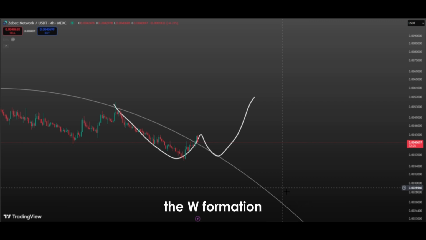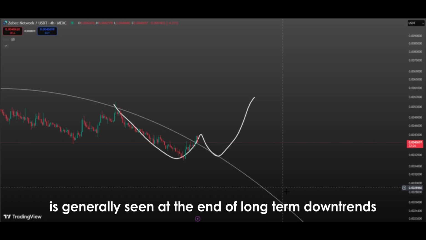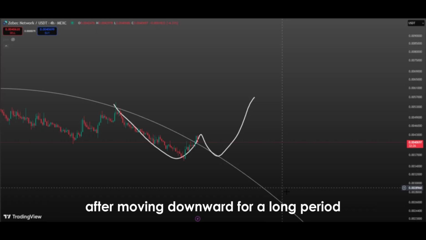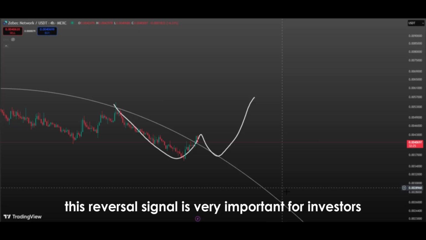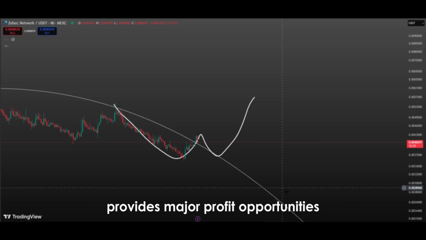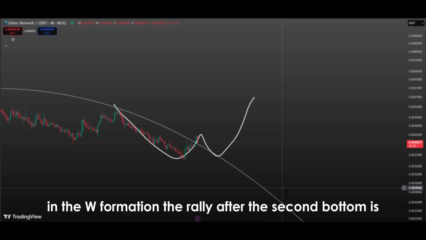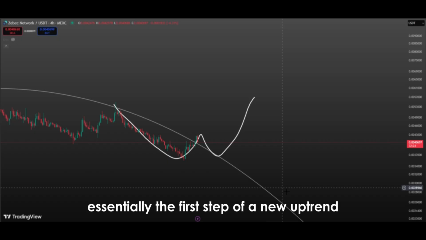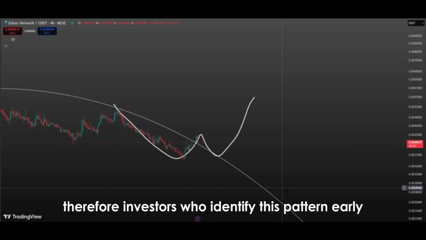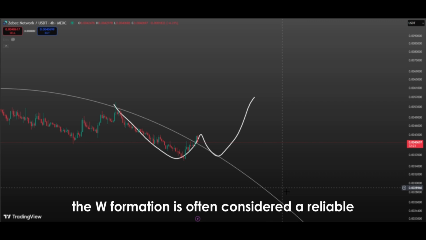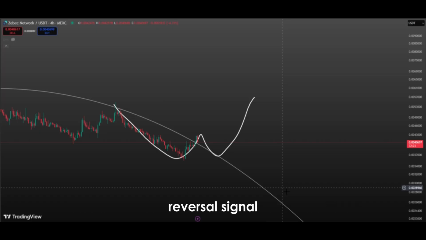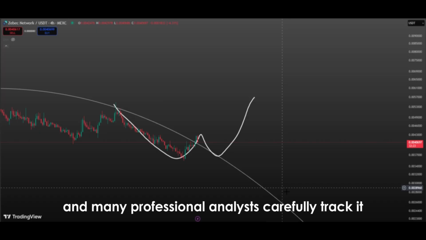The W formation is generally seen at the end of long-term downtrends. After moving downward for a long period, the price eventually forms a base and gives a reversal signal. This reversal signal is very important for investors because catching trend changes provides major profit opportunities. In the W formation, the rally after the second bottom is essentially the first step of a new uptrend. Therefore, investors who identify this pattern early gain an advantage. In technical analysis, the W formation is often considered a reliable reversal signal, and many professional analysts carefully track it.